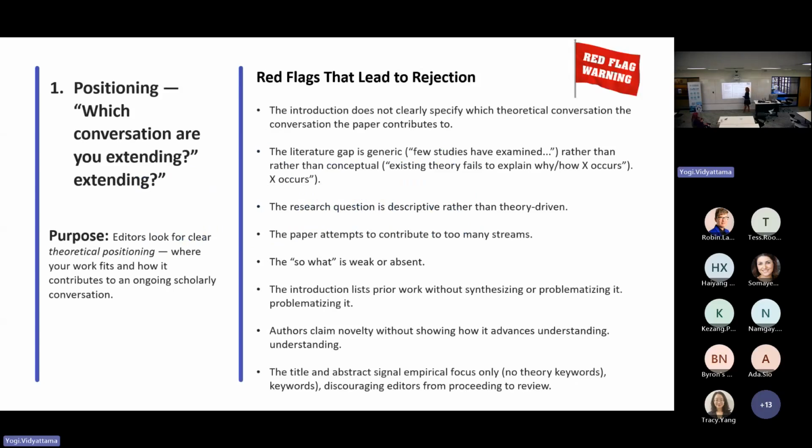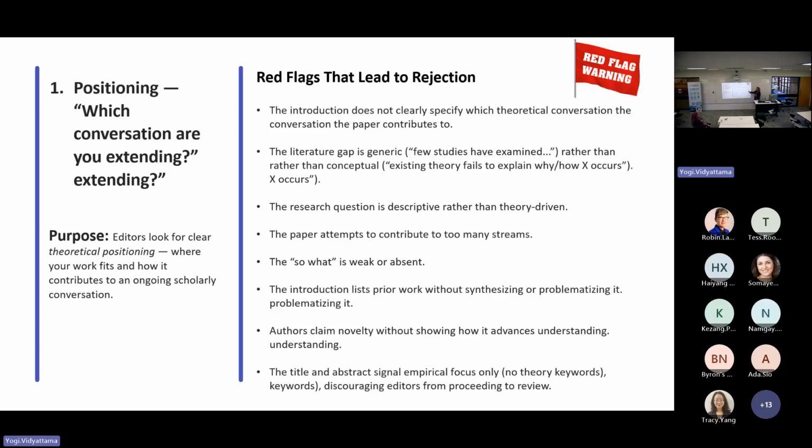Positioning is basically answering the basic question of which conversation you are trying to contribute to or extending, right? The purpose of this area is clear theoretical positioning: where your work fits and how it contributes to an ongoing scholarly conversation. So, the positioning that you're using for your work.